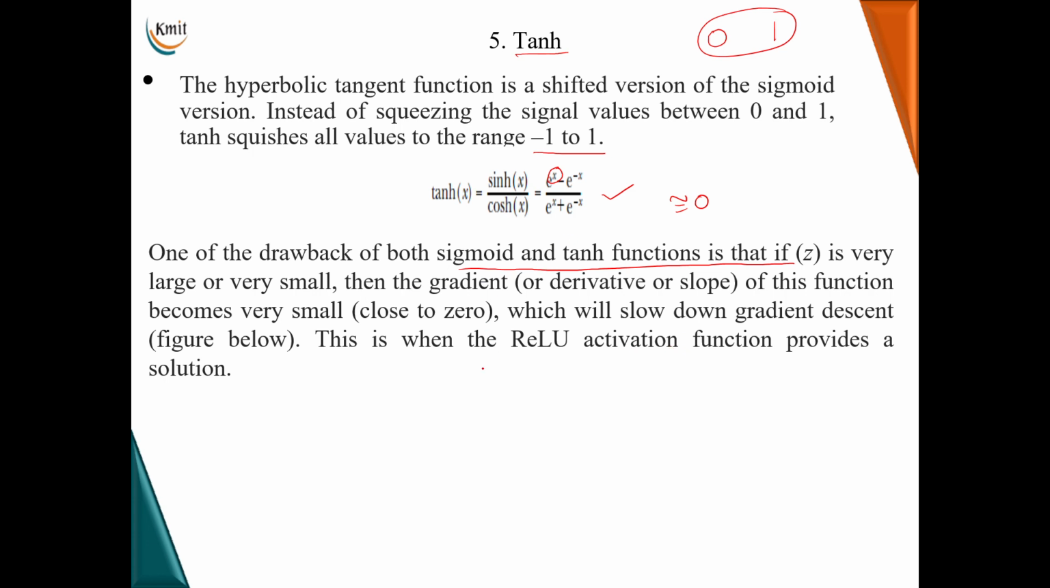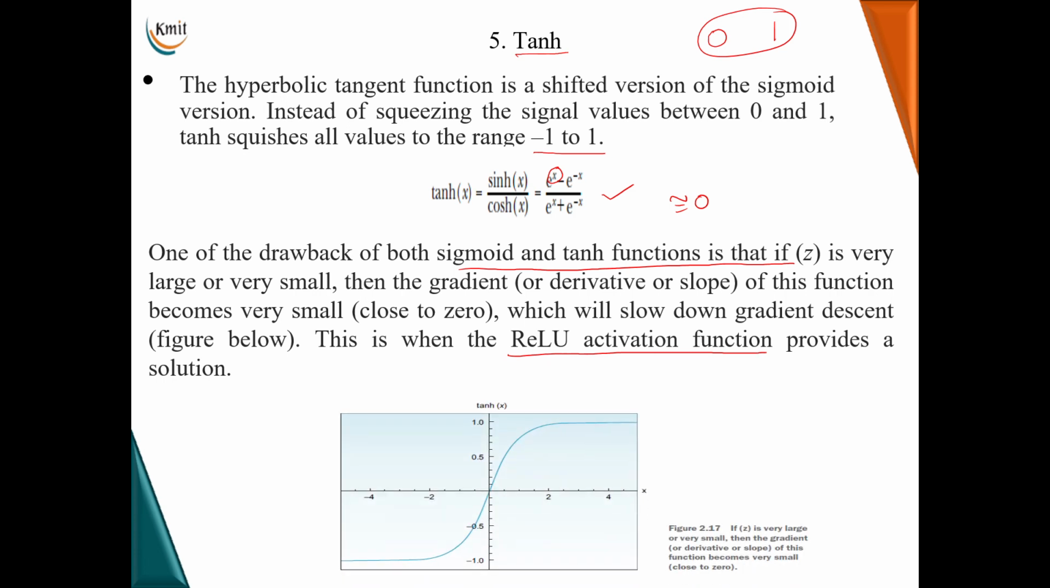So to avoid this drawback, that is gradient getting closer to 0, the next type of activation function which was introduced was ReLU activation function. Before moving on to the ReLU function, we'll just look into the graph for tanh function, whose equation is e power x minus e power minus x by e power x plus e power minus x.